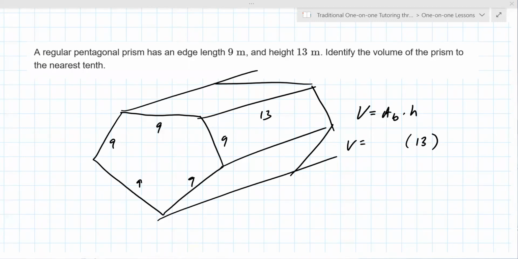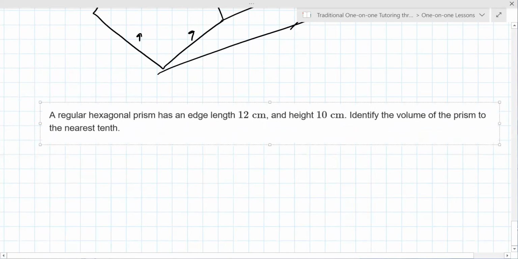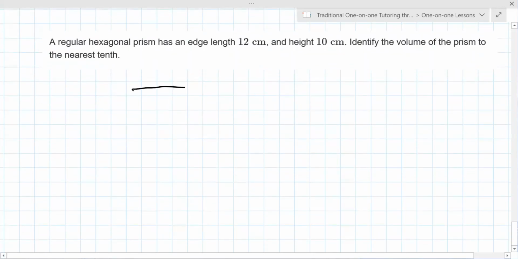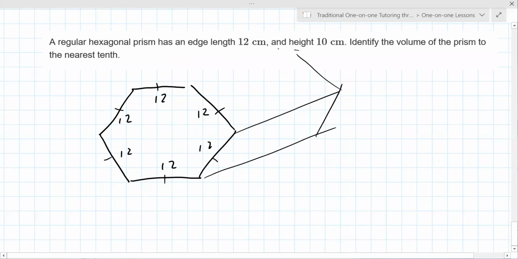So the next one here is a hexagon. So the base could be many things. We've done a pentagon. Now we're doing a hexagon. Okay, so here's your hexagon. Like that. 12, 12, 12, 12, 12, 12, right? Regular means they all have the same length. And then the height is the amount that you're extending it. And this time that's 10.